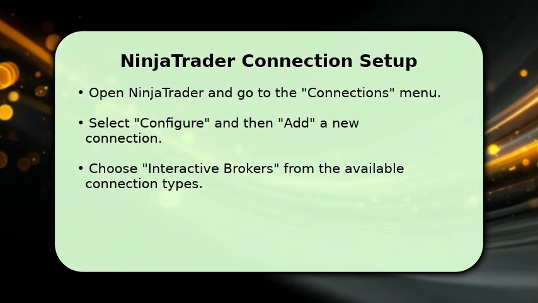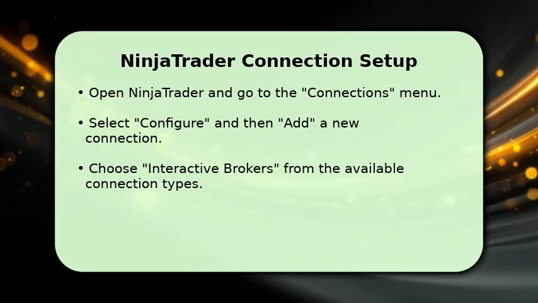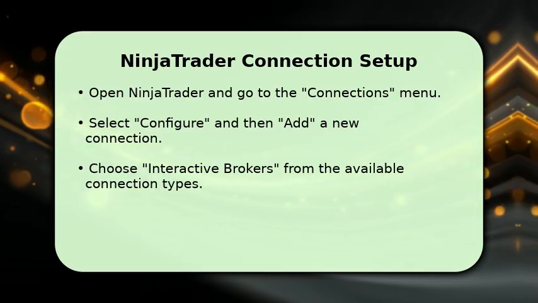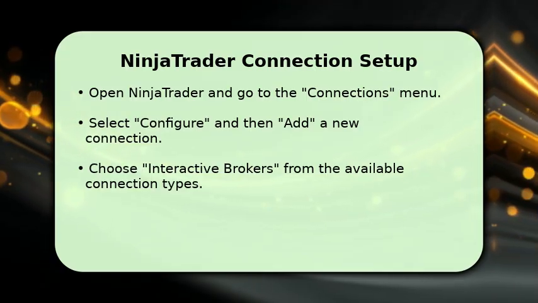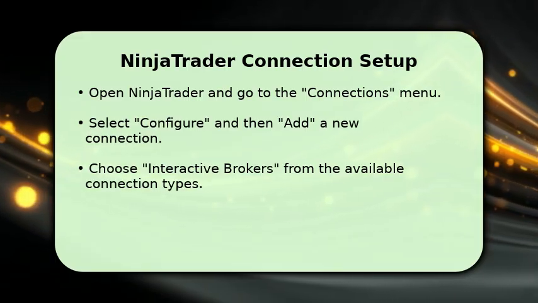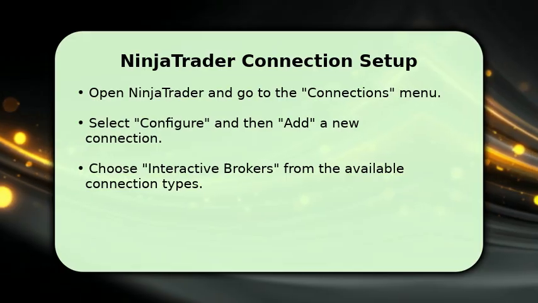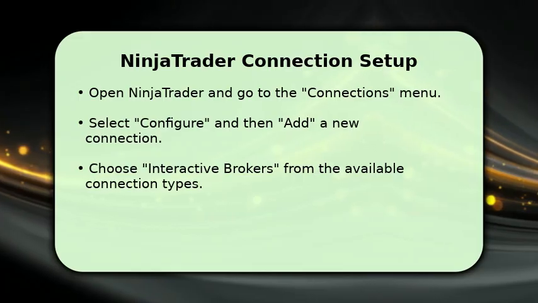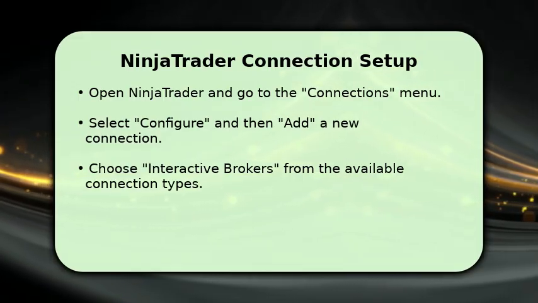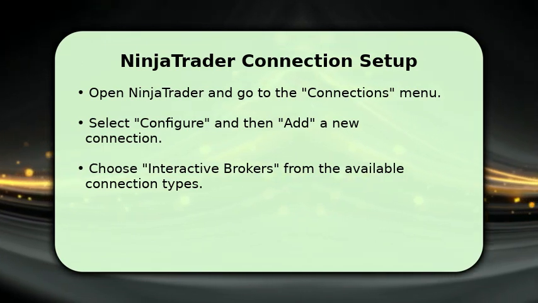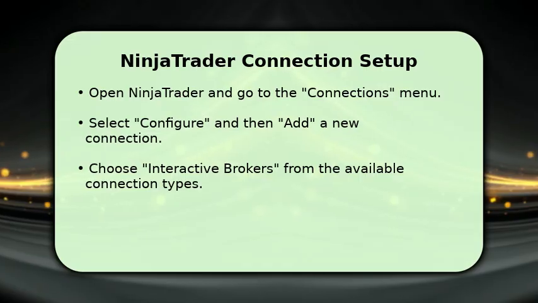With TWS configured, switch over to NinjaTrader. From the Connections menu, select Configure. Click Add to create a new connection. You'll see a list of available brokers. Choose Interactive Brokers. Give your connection a descriptive name, then enter the same socket port number you set in TWS, such as 7496. Ensure the client ID is set to 0 unless you have a specific reason to change it.